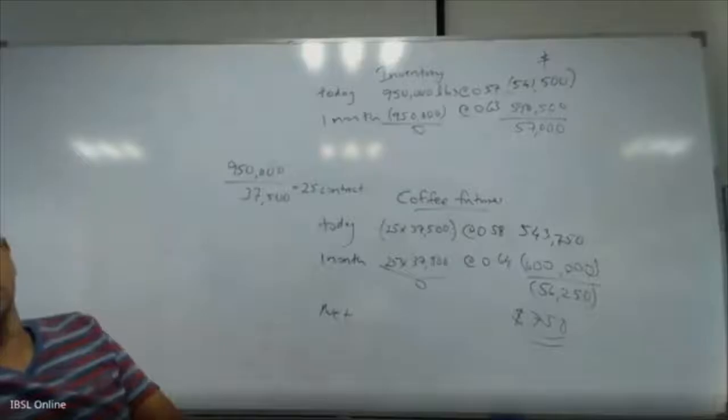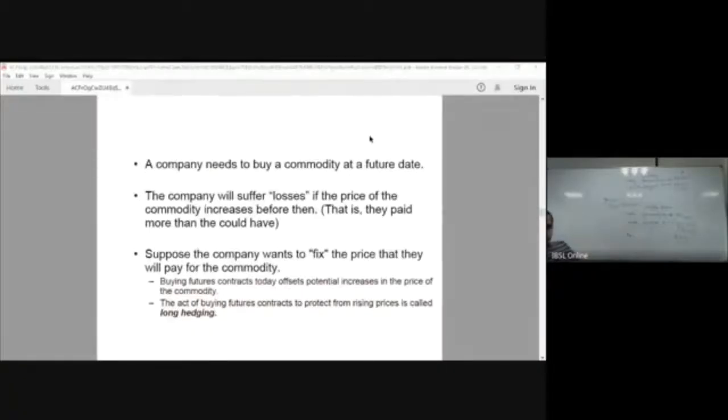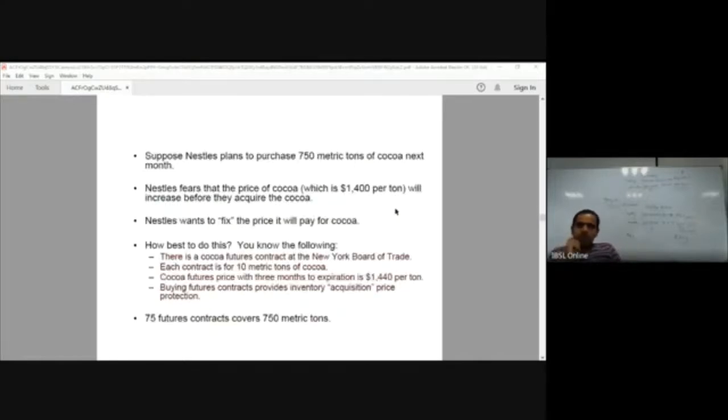A company needs to buy a commodity at a future date. The company will suffer losses if the price of the commodity increases before then. It's like if you want to buy mangoes next month, and if the price of mangoes goes up, you will lose. That is, they paid more than they should have. Suppose the company wants to fix the price that they will pay for the commodity. Buying futures contracts today offsets potential increases in the price of the commodity. The act of buying futures contracts to protect against rising prices is called long hedging. So earlier you were short hedging, right? You sold. Now you are buying, going long. Let's go through this example.